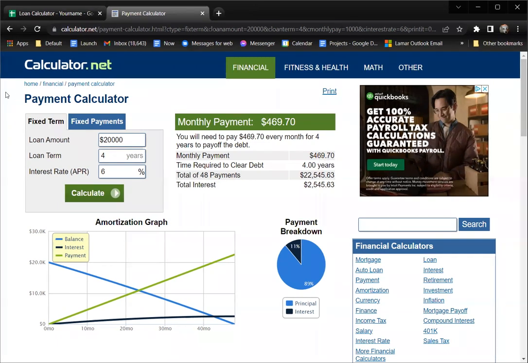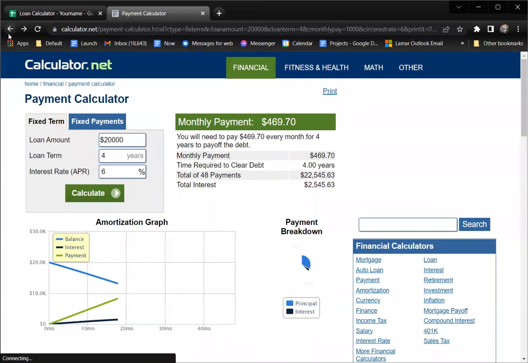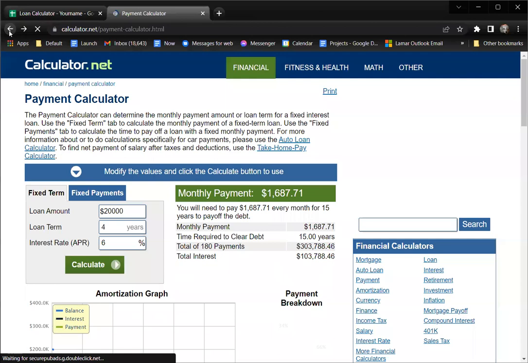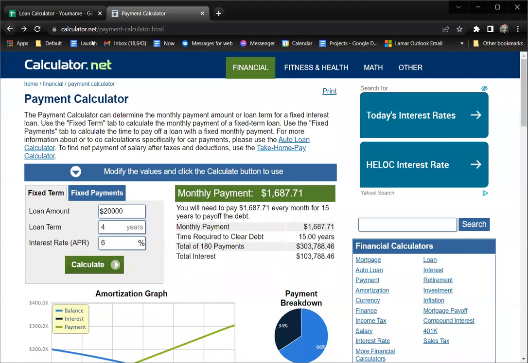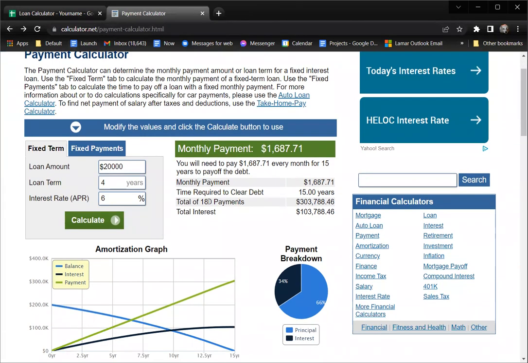And I think what I did was, let me go back and see what my search was. You can go to calculator.net/payment calculator.html, and that takes you to here. And then you can figure out different monthly payments.